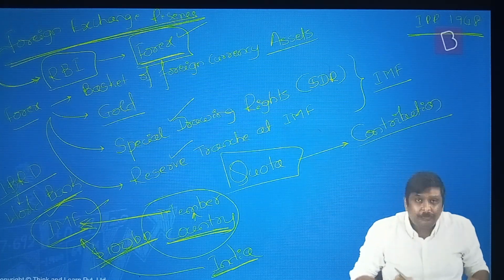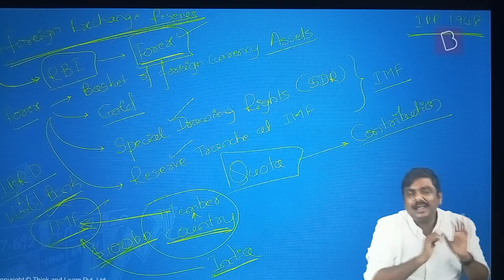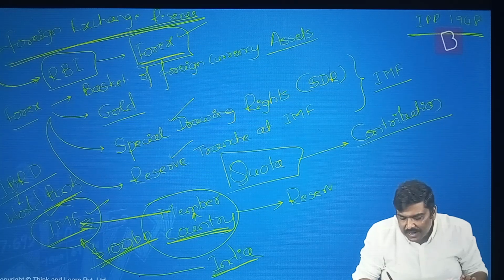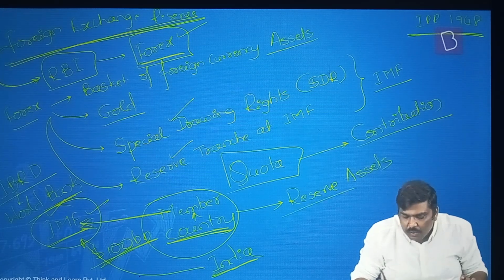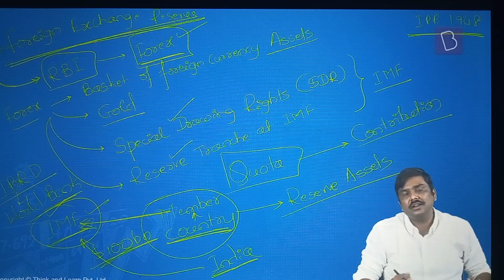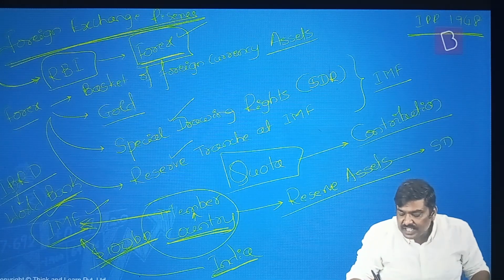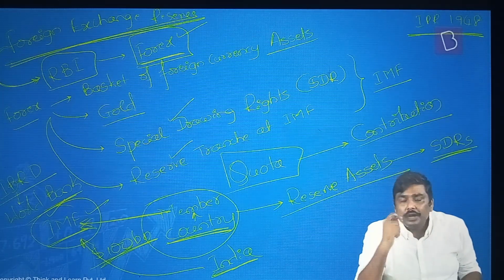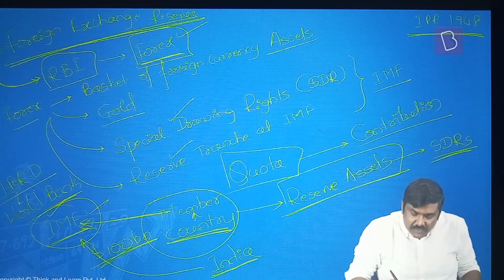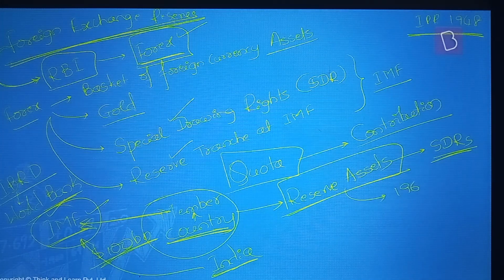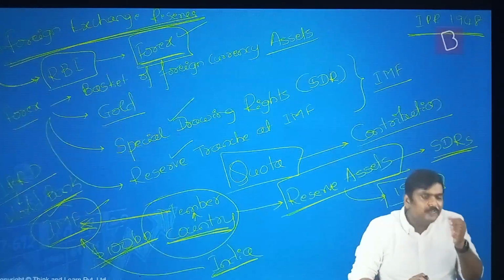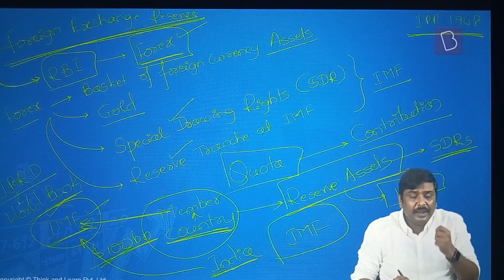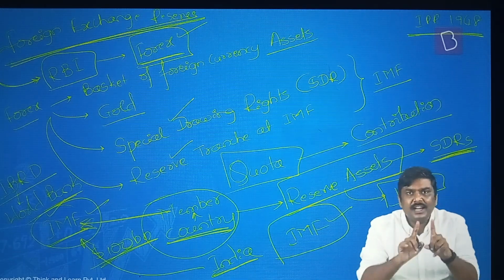Now, when you become a member at the IMF, the IMF will give you certain reserve assets. Understand this very carefully. The IMF will issue certain reserve assets to the member countries, and these reserve assets are called special drawing rights, SDRs. The reserve assets known as special drawing rights have been issued by the IMF since 1969, and the value of this particular SDR is decided by the IMF on a day-to-day basis. I repeat, the value of the SDR is decided by the IMF.